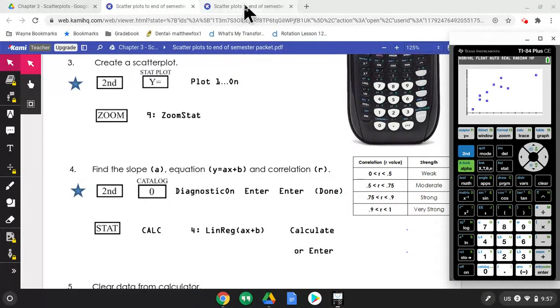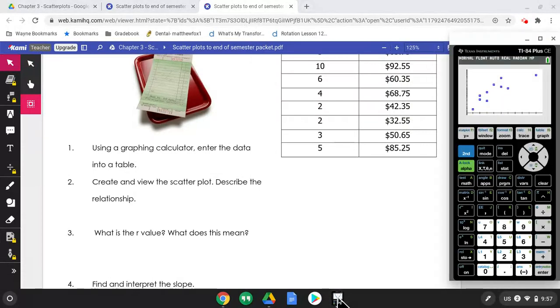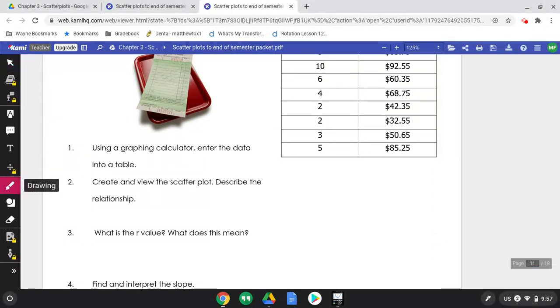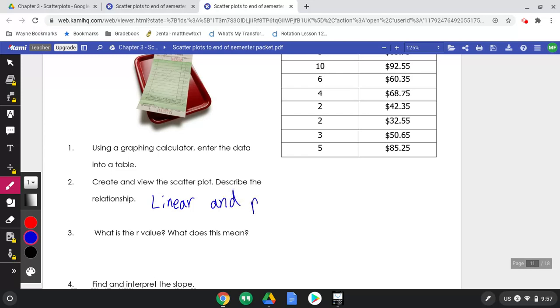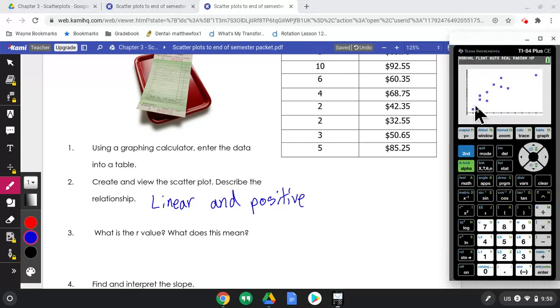Okay, now we go back over here, and it had asked us to create and view the scatter plot and describe the relationship. So if we look here, I know that it's not perfect, but this is going to be linear and positive. All right, so once again, as x gets bigger, so does y, and it's generally a straight line.